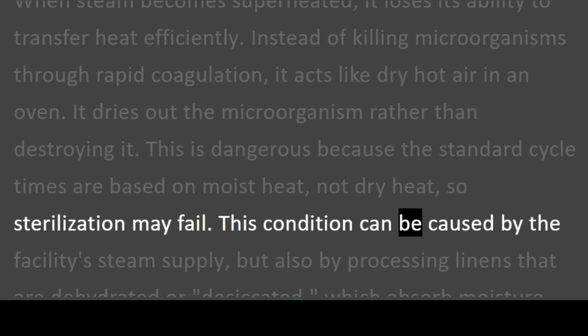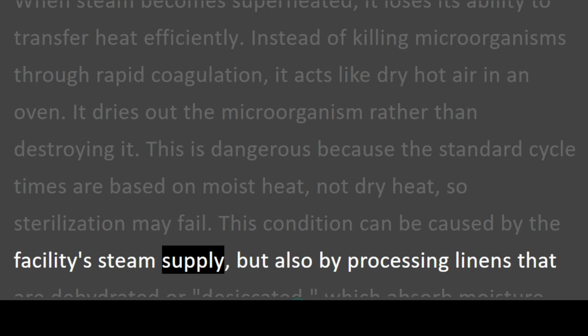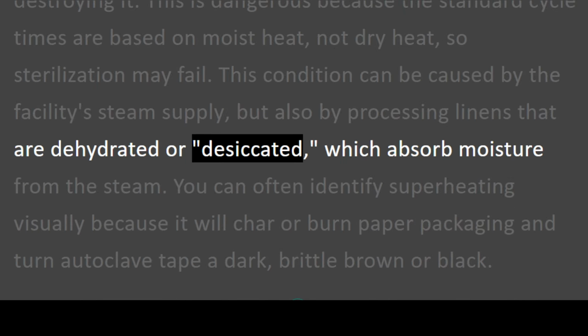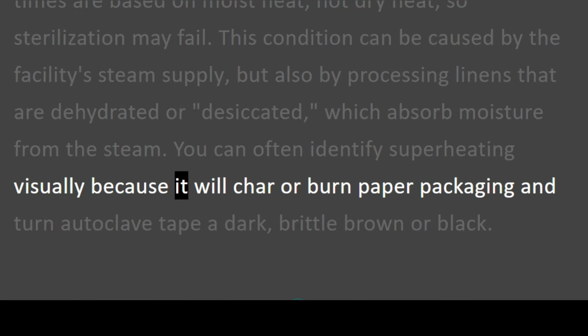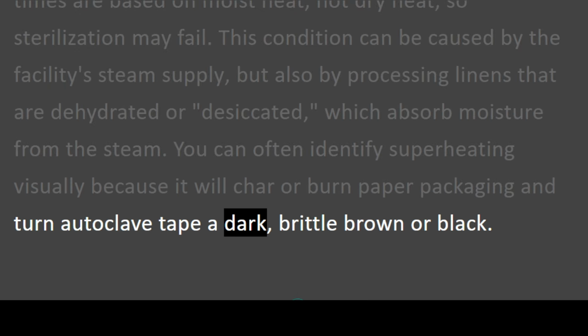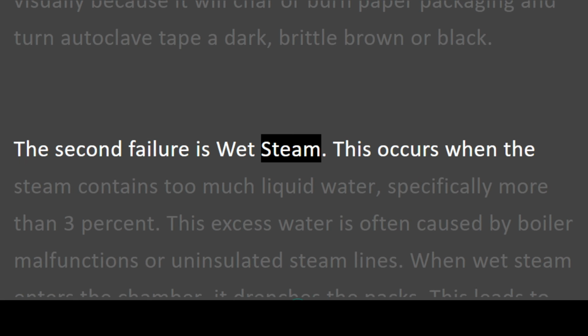This condition can be caused by the facility's steam supply, but also by processing linens that are dehydrated or desiccated, which absorb moisture from the steam. You can often identify superheating visually because it will char or burn paper packaging and turn autoclave tape a dark, brittle brown or black. The second failure is wet steam.